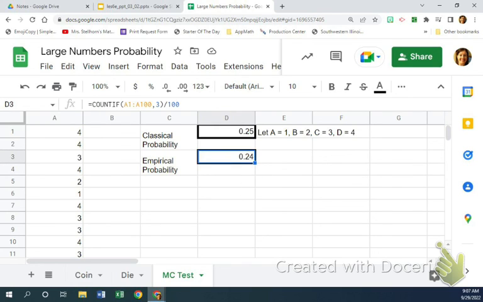Now that we've done some experimentation with large numbers probability, I'm going to have you go back to Google Classroom and click turn in because you've done the thing and you get credit for doing this while teaching. But now we need to go over homework questions. So those of you at home, do the homework. Bye.